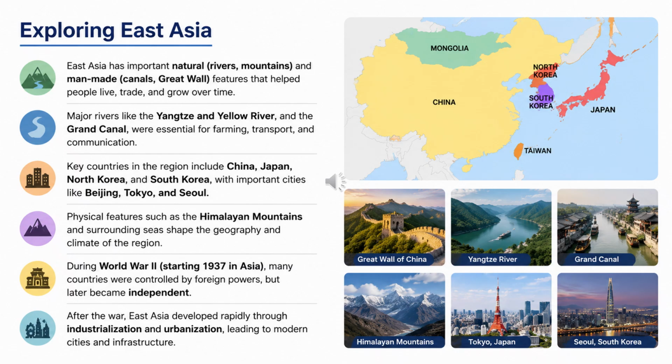Similarly, East Asia has also experienced many important historical events. During the Second World War, several countries in this region faced conflicts and foreign control. However, after the war, many of these countries rebuilt their economies and developed very quickly. Today, East Asia is one of the world's leading regions in technology, manufacturing, education, and economic development. It is known for its modern cities, advanced infrastructure, and strong industries.